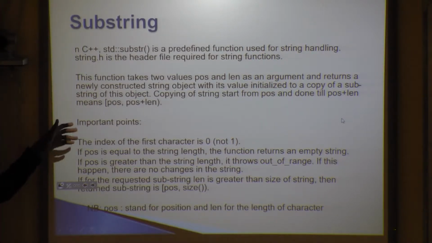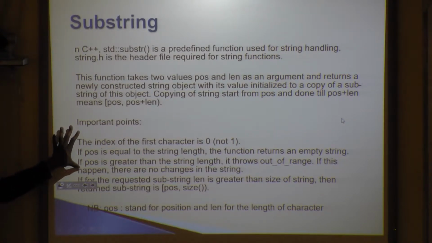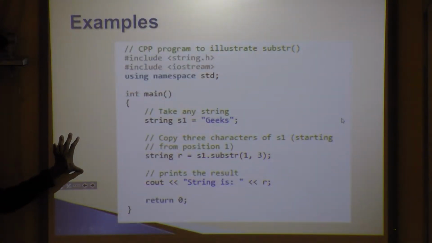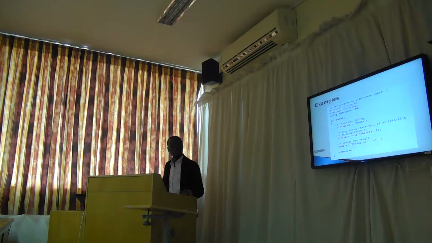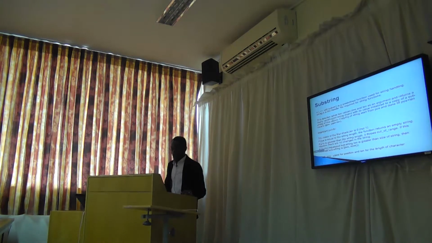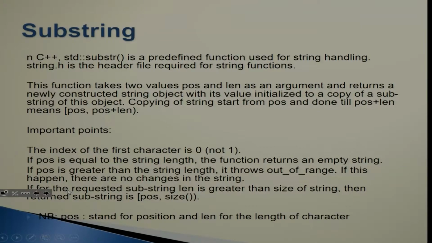And then these are kind of, I may say, the rules. When you are dealing with a substring, you need to respect them. Otherwise, you are going to have errors. Are we all fine? So, one of them is the index of the first character is 0, not 1, right? What does it mean? I will explain to you when I go to the example.